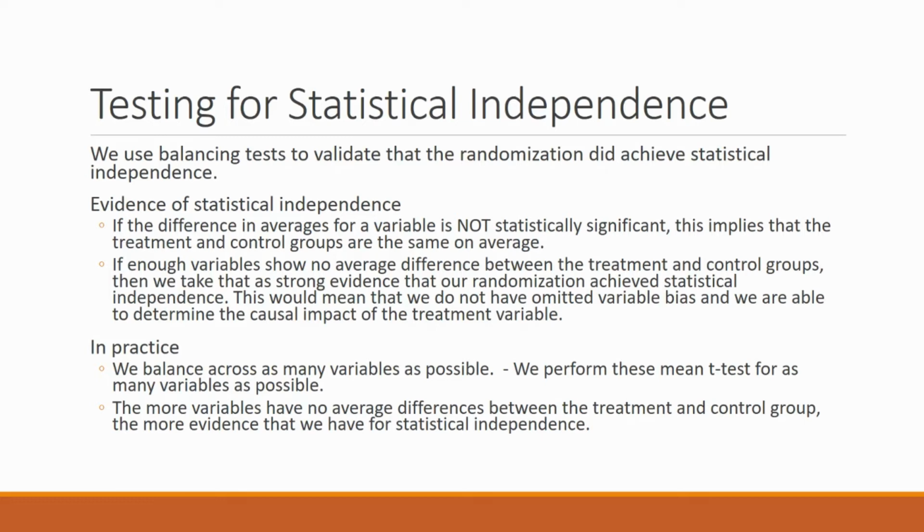Okay, this balancing test is a test to see whether or not we have statistical independence. If there are no differences between the treatment group and the control group, that means that we have statistical independence, which means that our treatment variable is not going to be correlated with other variables, which means that we will not have omitted variable bias.